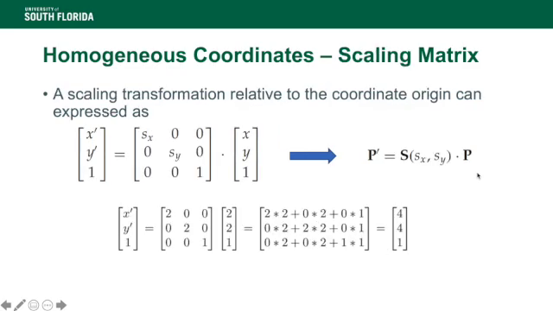The scaling matrix using homogeneous coordinates can be represented as follows. We're going to put the scaling factor for x, sx, in the first corner of the matrix. In position 1, 1, we're going to use sy, the scaling factor for y, and then a 1 in the last corner of the matrix. Again, at the bottom, we have an example, so we can check the numbers.